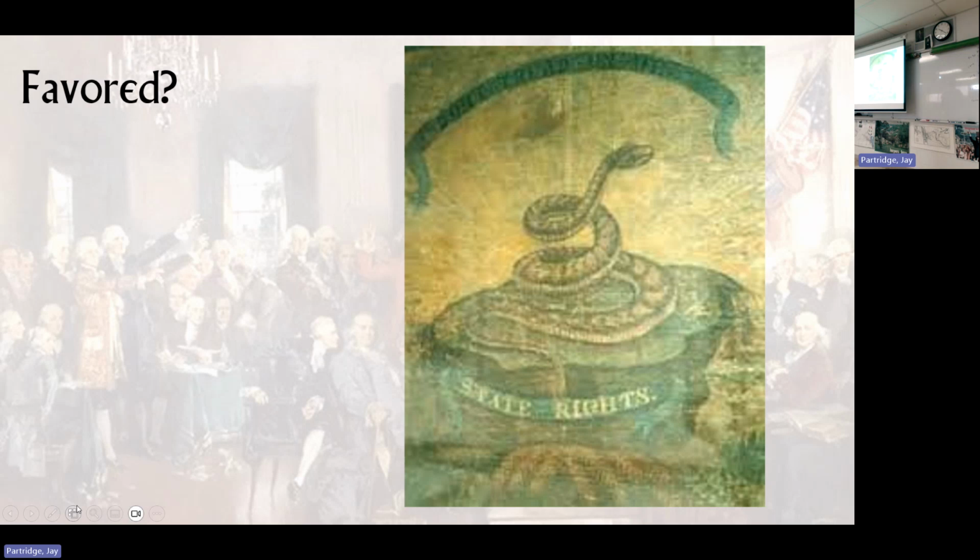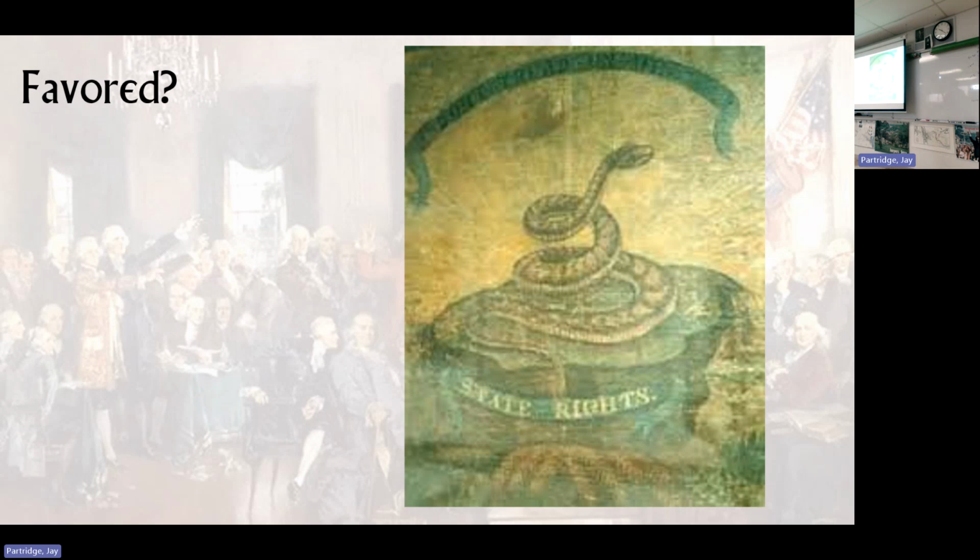And so 51 separate elections, how many electors does it require to be president? I heard three different numbers. 270. Yep, that's right. 270. How many members of the House are there? 435. Yeah. 435 members of the House, 100 members of the Senate. The electors, I'm sorry, there are three electors from District of Columbia.